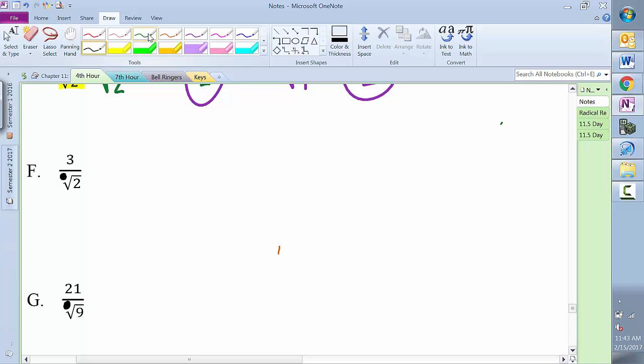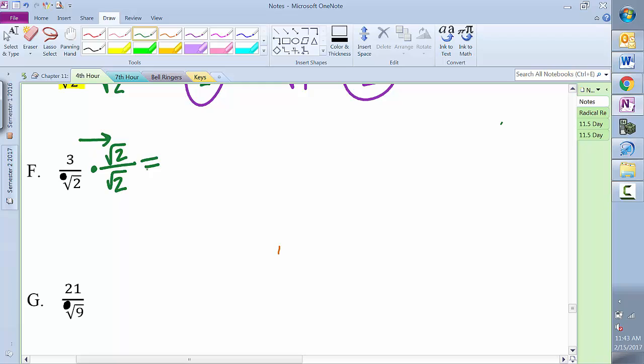So, like I said, you cannot have radicals in the bottom. It's just not mathematically correct. So what am I going to multiply the top and bottom by? The square root of 2. Good. When you do that, it eliminates the denominator having a radical, and that's why we're doing it. So we're going to multiply straight across.